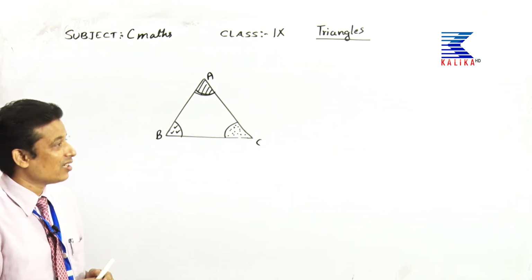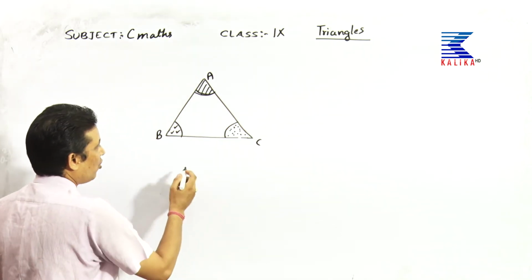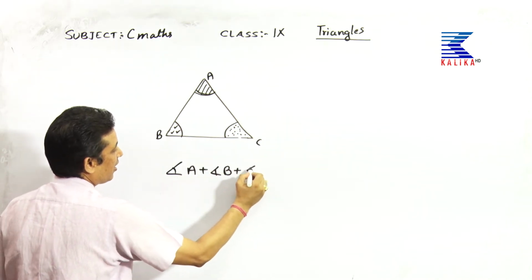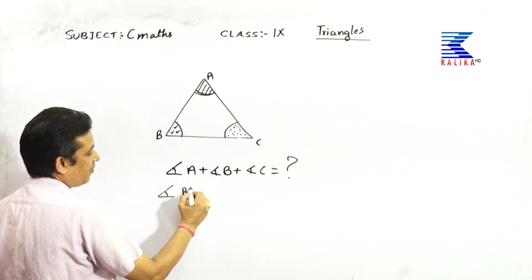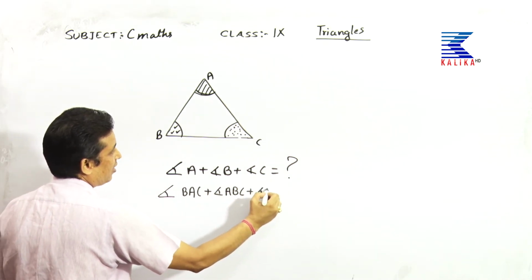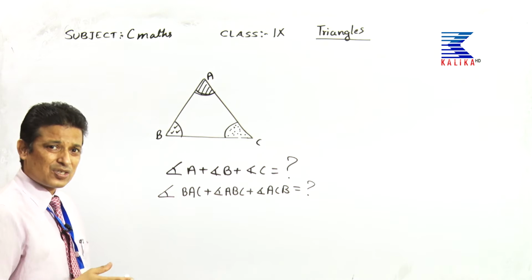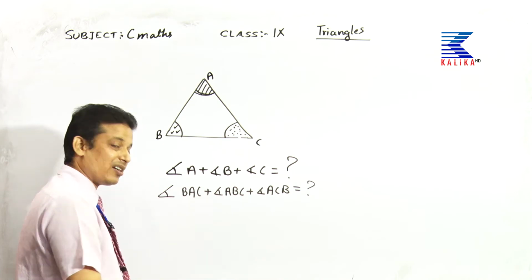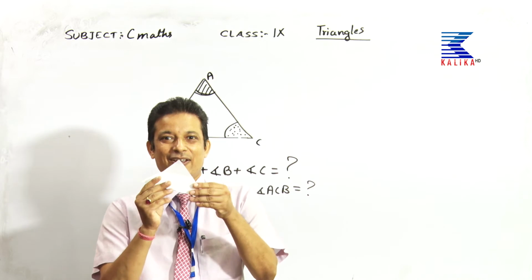Now, we are learning about what is the sum of all 3 angles. It means, what is the sum? Angle A plus angle B plus angle C equals what? Or full name of angle A is angle BAC, angle B is angle ABC, angle C is angle ACB. What is the sum, dear student? So, now I will take one example, dear student. This is a triangle, you can see.